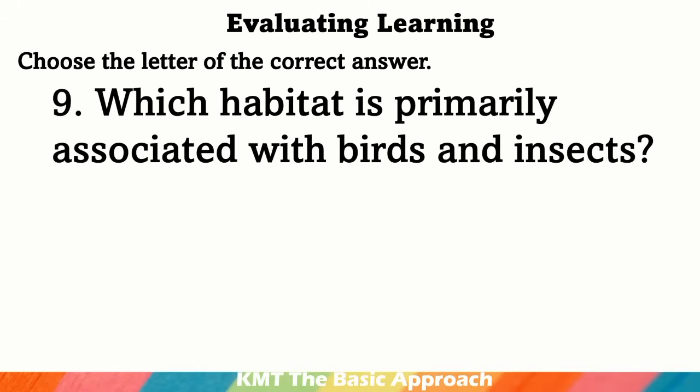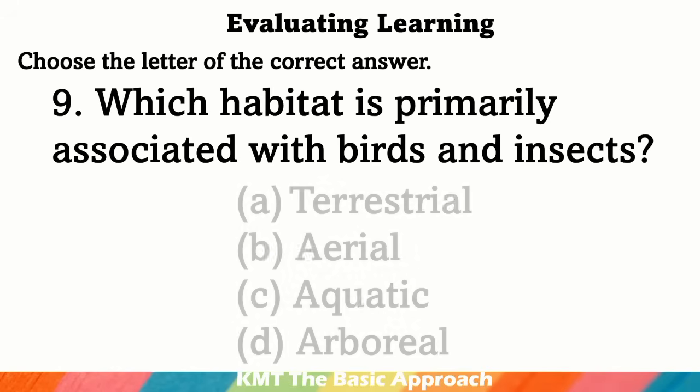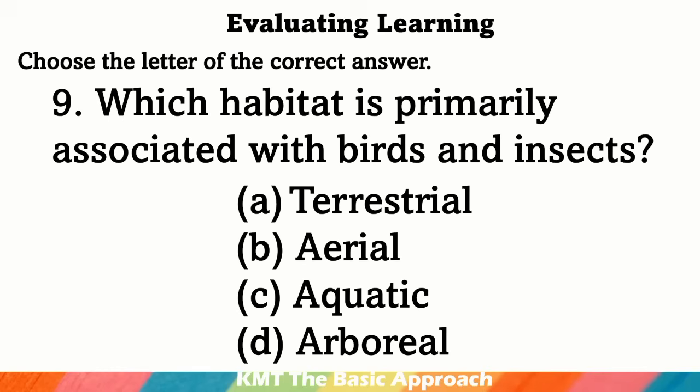Number 9. Which habitat is primarily associated with birds and insects? Letter A, terrestrial. Letter B, aerial. Letter C, aquatic. Letter D, arboreal. What is the correct answer? Good job! The correct answer is letter B, aerial.